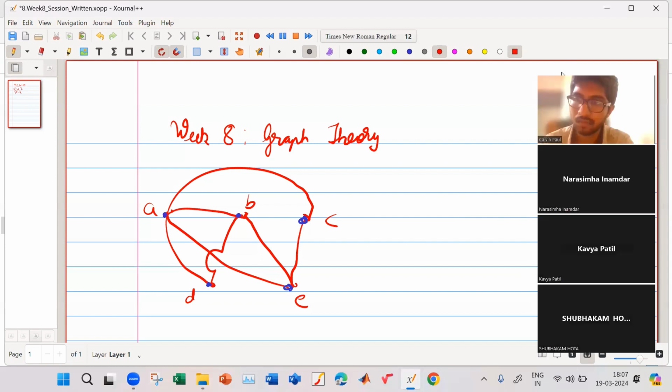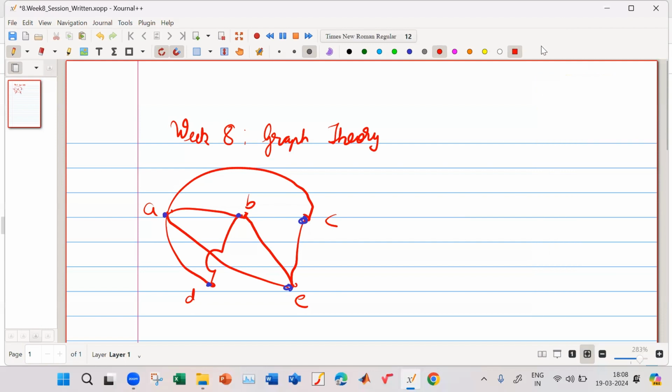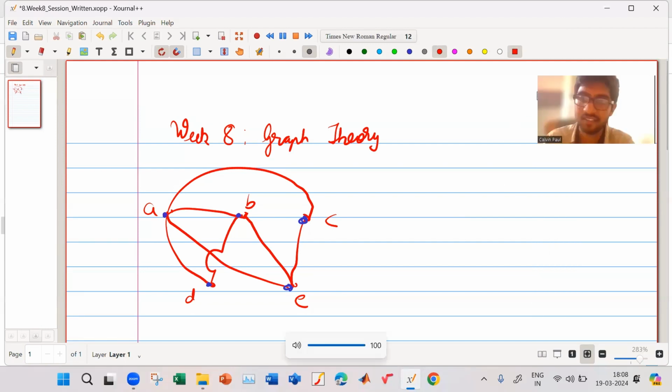Resistor, inductor, capacitors. Okay. What about Kavya? What about Shubhakam? You guys are not using anything? And batteries also. Apart from this, batteries, power supply. Okay. Current sources and voltage sources. So there could be current sources, voltage sources.